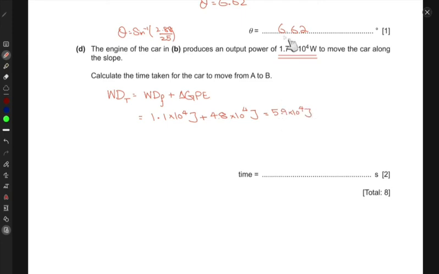Now we have the power and the total work done. Remember, from the definition of power, it is how much work you can do in a given amount of time, so work done per unit time. The total power requires total work done. Therefore, the total work done, 5.9 times 10 raised to power 4 joules, divided by T, is equal to the total output power of 1.7 times 10 raised to power 4 watts. Rearranging this equation, T is equal to 3.47 seconds. So that's the total time, 3.47 seconds.